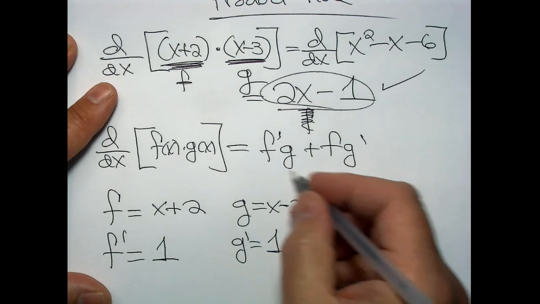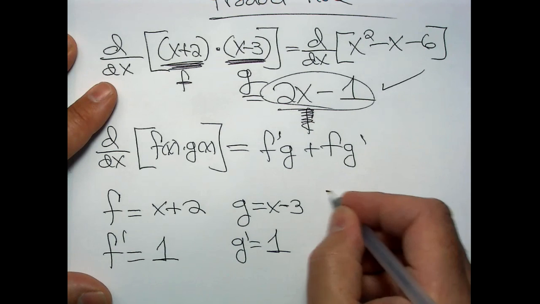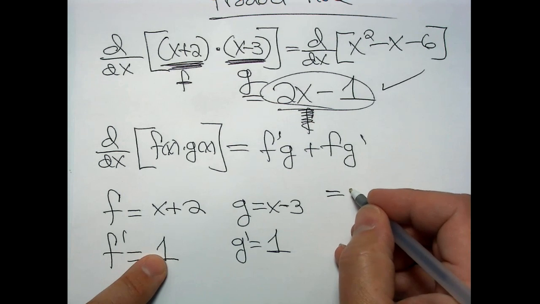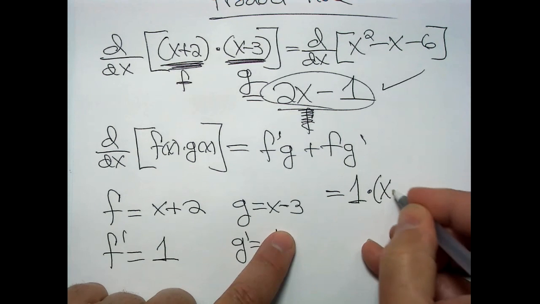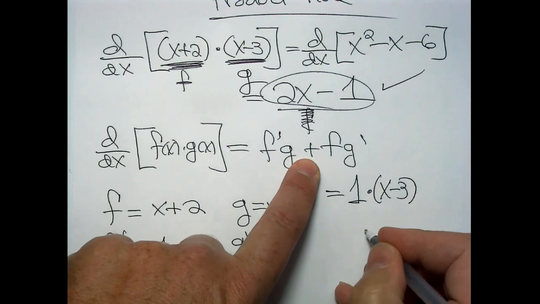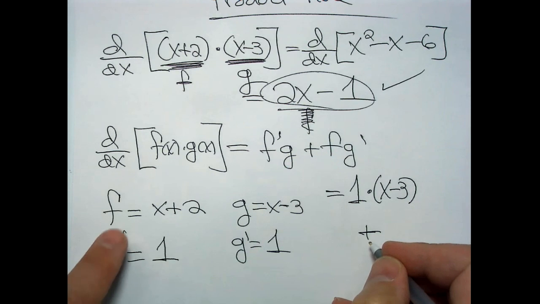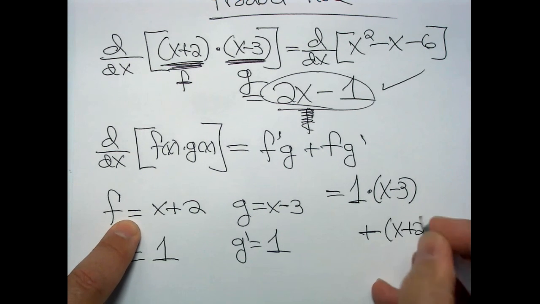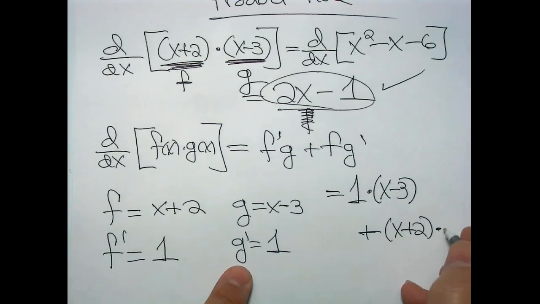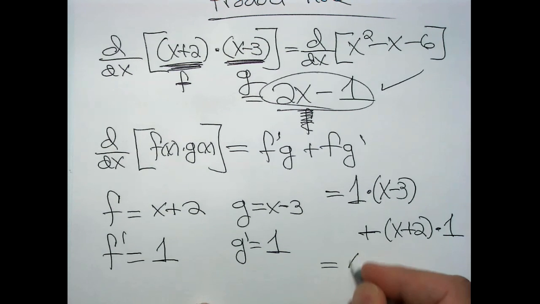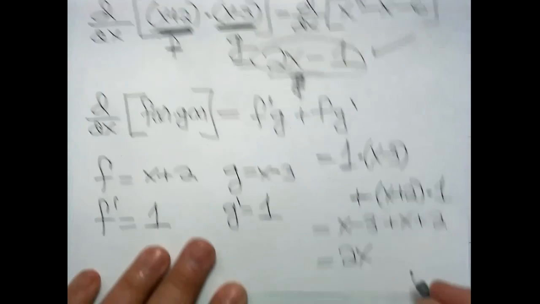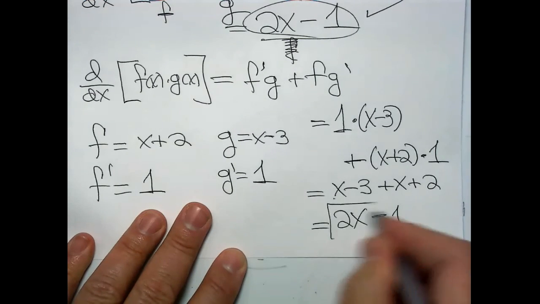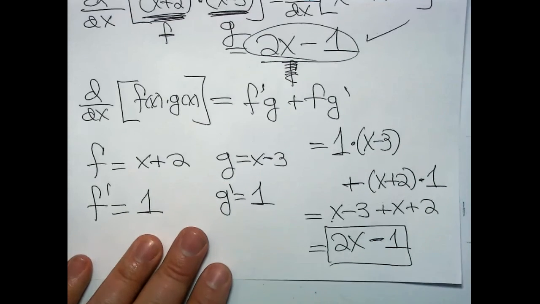So now you mix and match them together, like this. f prime times g plus f times g prime. That's x minus 3 plus x plus 2. Well, I see 2 x's, and I see a minus 1 right there. Pretty amazing. It matches up.